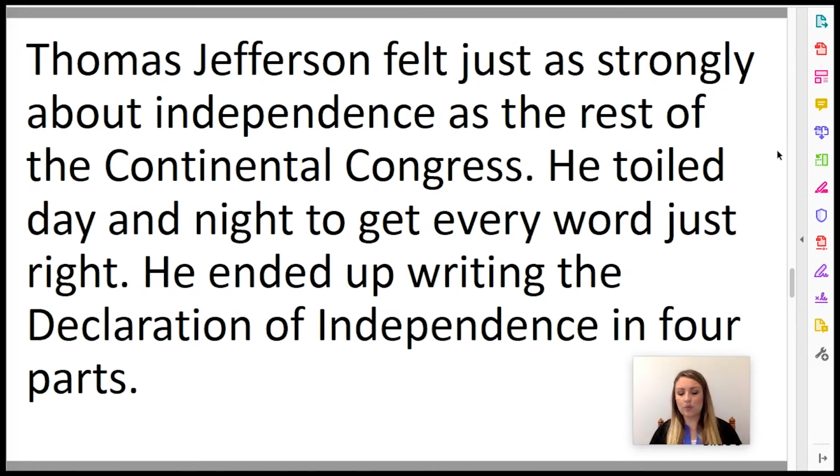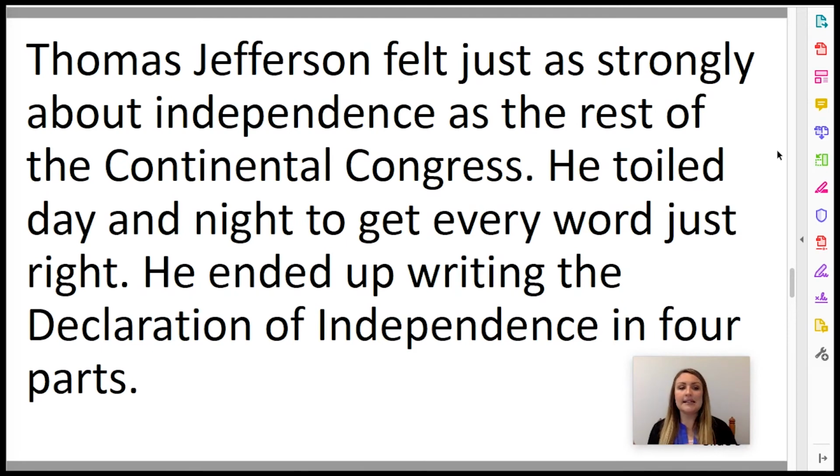Let's look at this word on my dry erase board. What word do you see on my dry erase board? Good, strongly. Do you see a prefix? Nope. Do you see a suffix? Yes. Let's circle ly as our suffix. Good job, boys and girls. We circled ly as our suffix. Yes, that means in a way that is. So, in what manner did Jefferson feel about the Declaration? Yes, he felt very strongly.